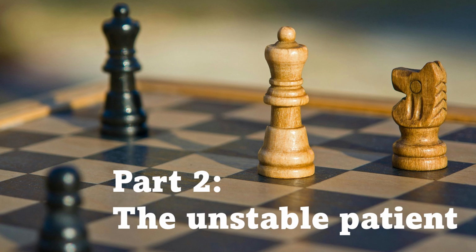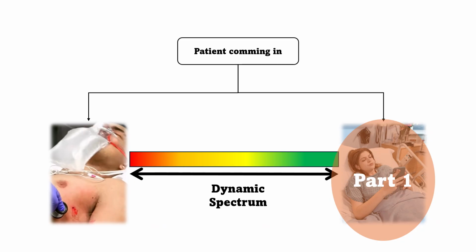Okay, moving on to part 2, the unstable or critically ill patient. So going back to our first slide, we're now moving from this end of the spectrum to this end of the spectrum, where the patient is obviously sick and needs help quickly in order to stabilize them. In most hospitals I've worked at, this group of patients will go to a resus bay or similar, right?